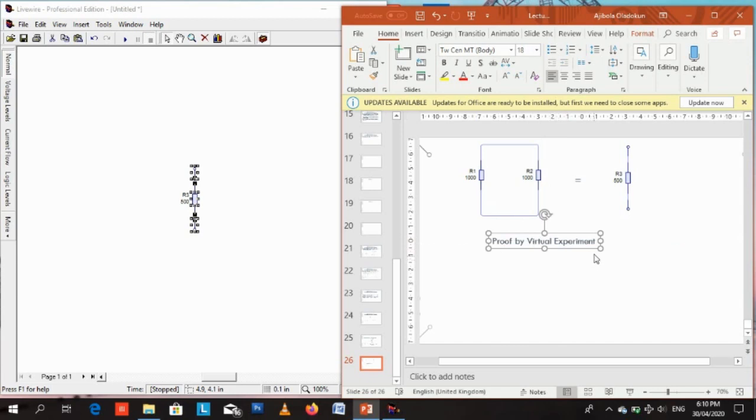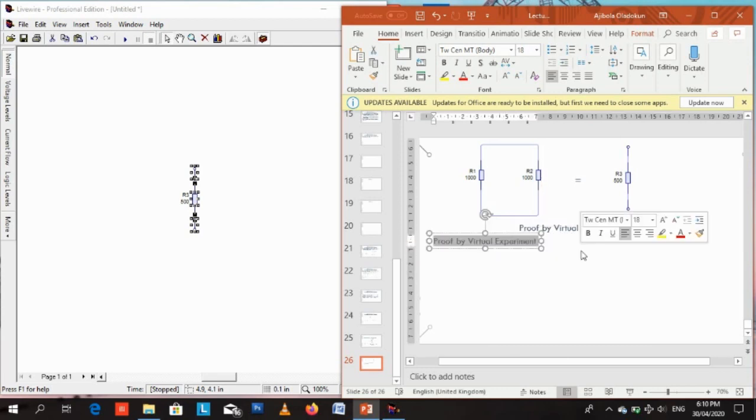We have proven using the formula for parallel resistance. We've proven that the formula works, that the formula is correct, by giving a test case of two 1000 ohm resistors. But we can actually verify that by running an experiment. We can run a virtual experiment, and with that experiment we can see whether the formula actually works or not.